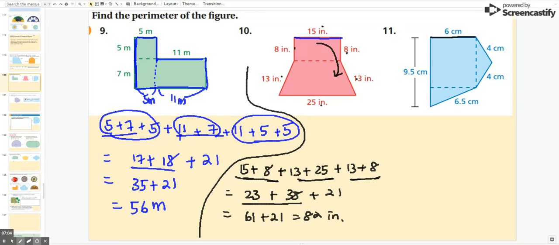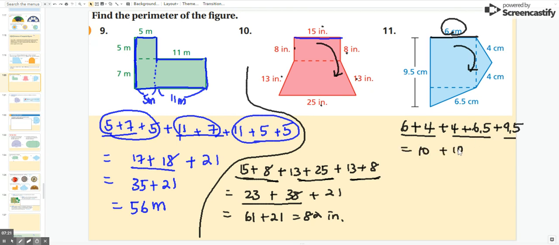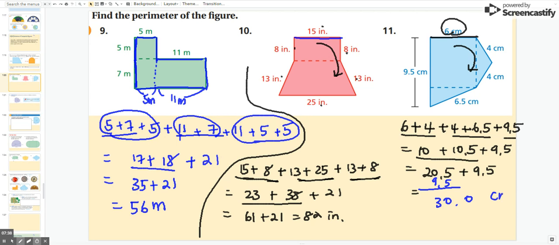And I'm also starting from the top and going clockwise. And I'm going to add 2 numbers together. And if you add this, 20.5, 9.5. If you add 9.5, it's going to be 30 centimeters.